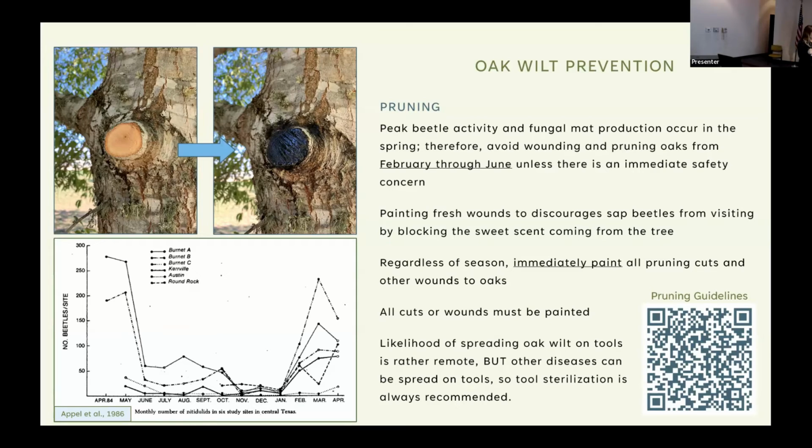And then if any of y'all out there on Zoom or in here, if you pull up your camera, you can pull up that QR code. That's the pruning guidelines, pretty much everything I said summarized. Questions on oak wilt and pruning?